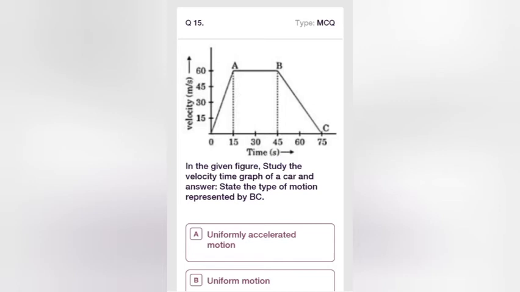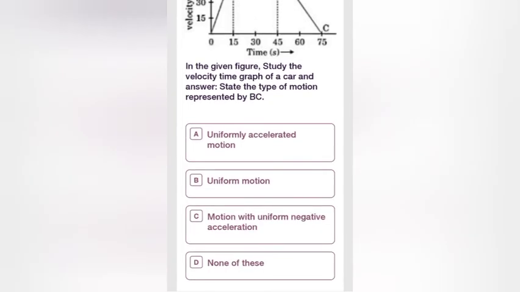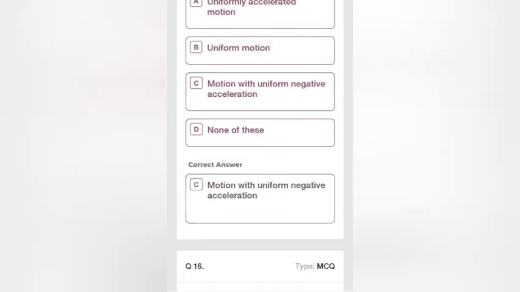In the given figure, study the velocity time graph of a car and answer. State the type of motion represented by BC. See here, this motion represents a uniformly decelerated body. Isn't it? That means negative acceleration, the motion with uniform negative acceleration. I said retardation or deceleration, it's one and the same. Option C is the correct answer.